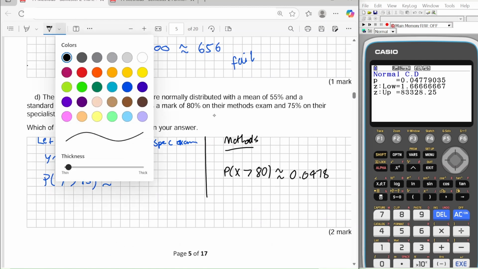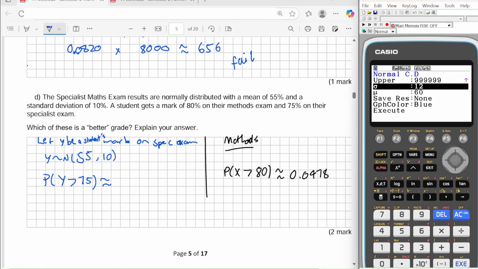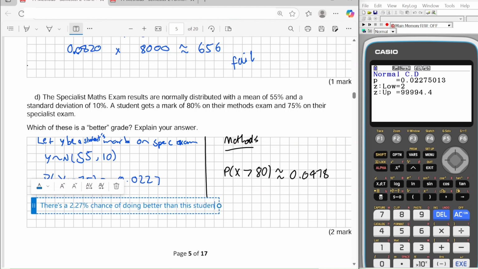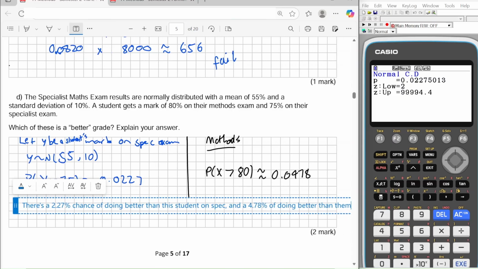With the spec exam, we can calculate that probability as well. We'll just need to fill in the rest of our data. So 75, 10, and 55. Okay, 0.0227. So pretty much we could say something like there's a 2.27% chance of doing better than the student on spec, and a 4.78% chance of doing better than them on methods.